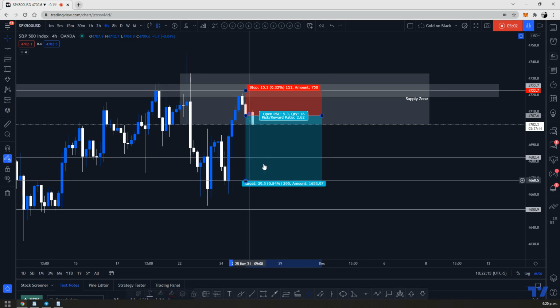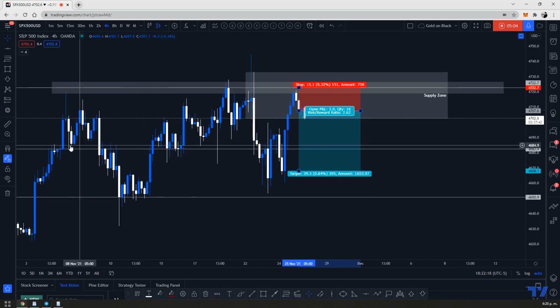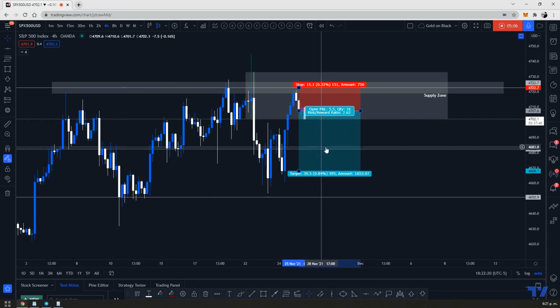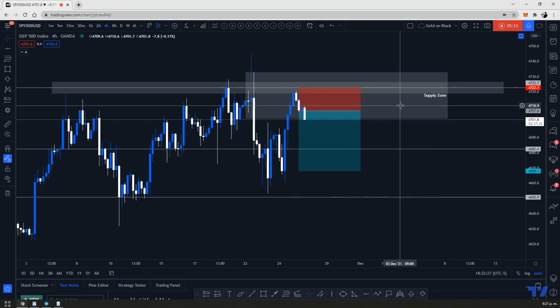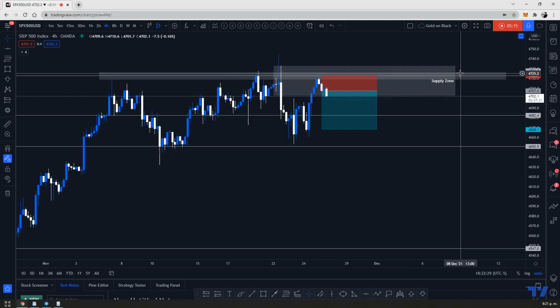You can aim to this one. You know that this is a 4 hour zone right here, very strong. So be careful here. You can secure some profits at that zone. So it's a good sell. It's looking like a nice sell right there already. So that's basically a supply zone.